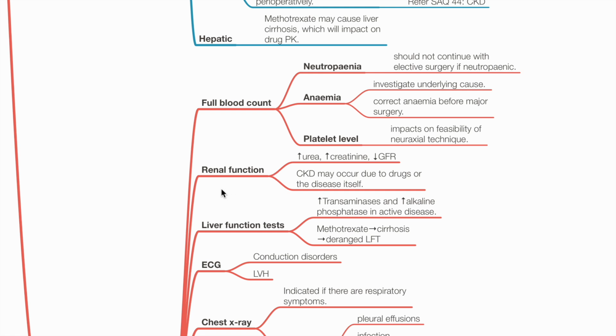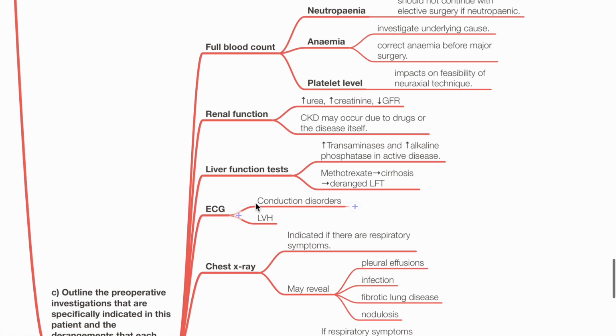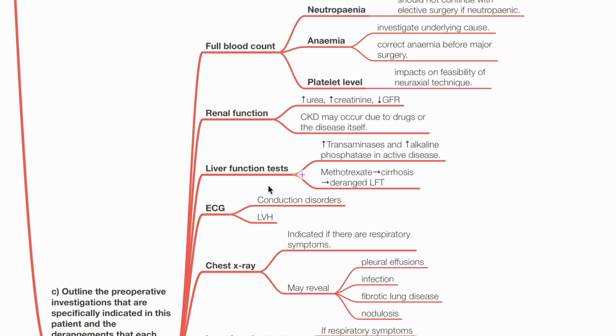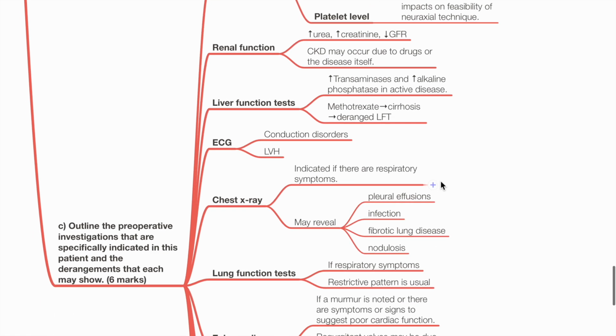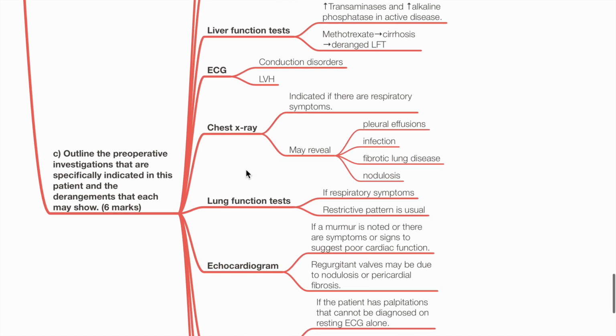Renal function tests may show high urea and creatinine levels and low GFR. Liver function tests may show elevated transaminase levels and ALP in active disease. Methotrexate is a common cause for cirrhosis. ECG may show conduction disorders and LVH. Chest X-ray is indicated if there are respiratory symptoms and may reveal pleural effusions, infection, fibrotic lung disease, and nodules.